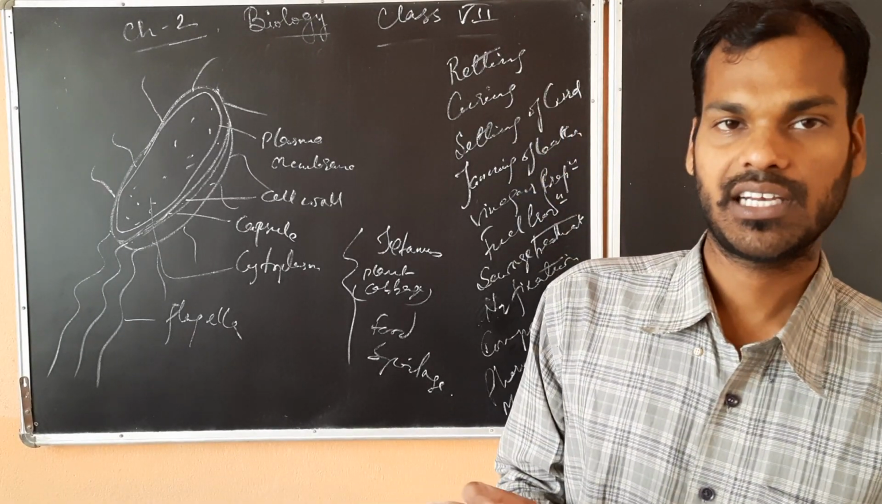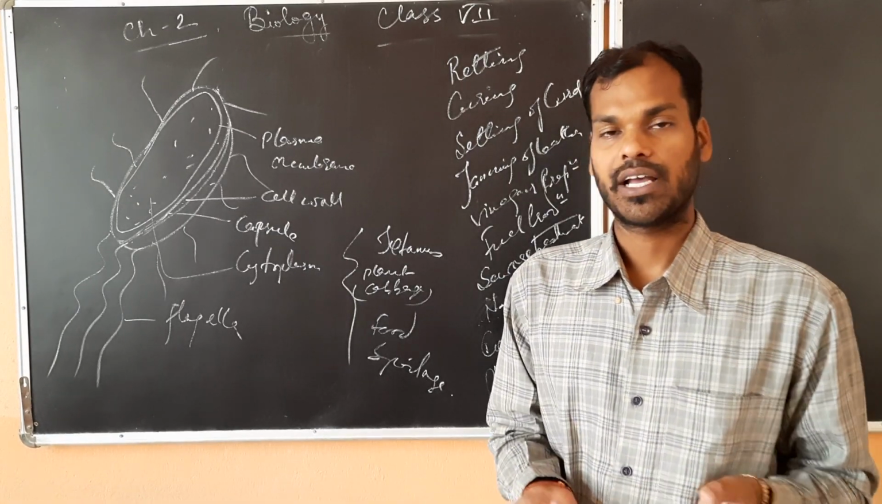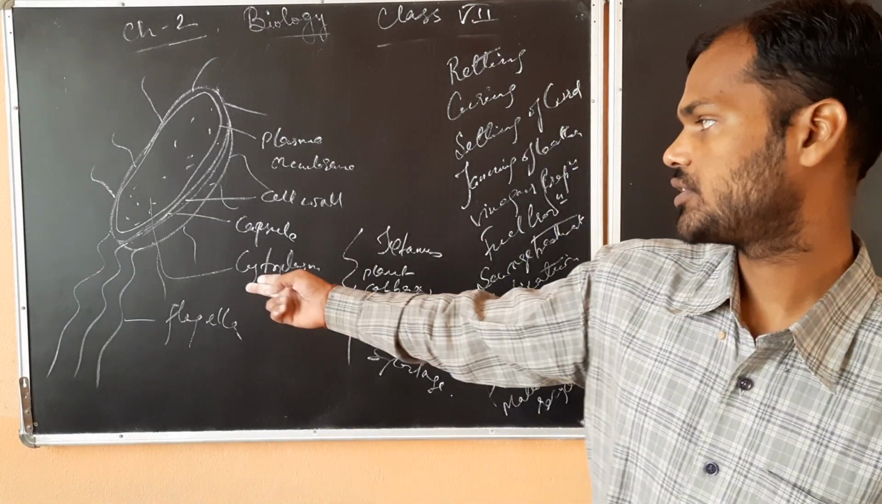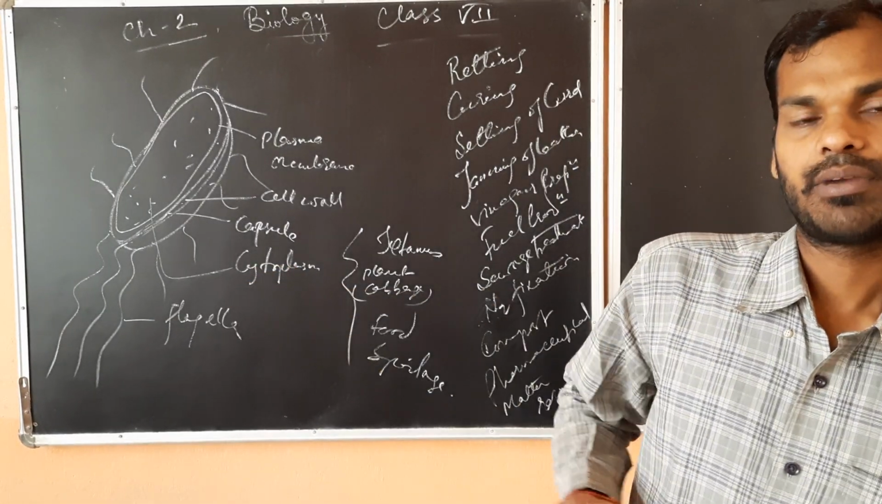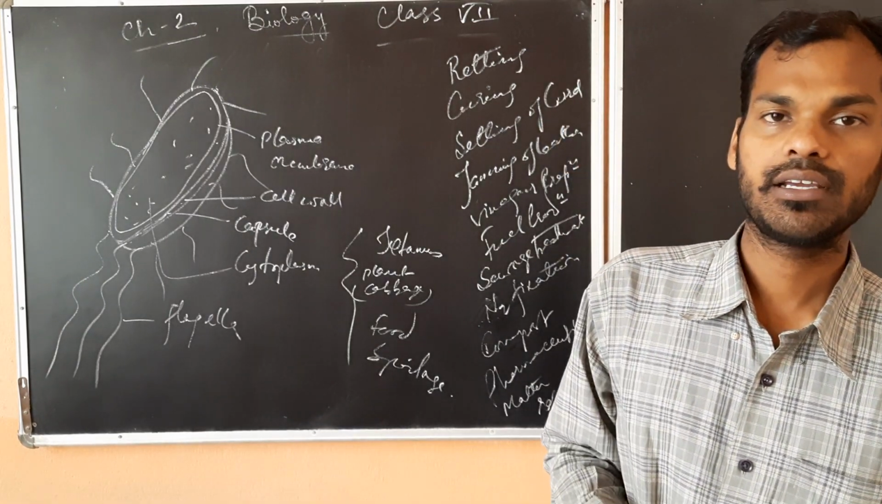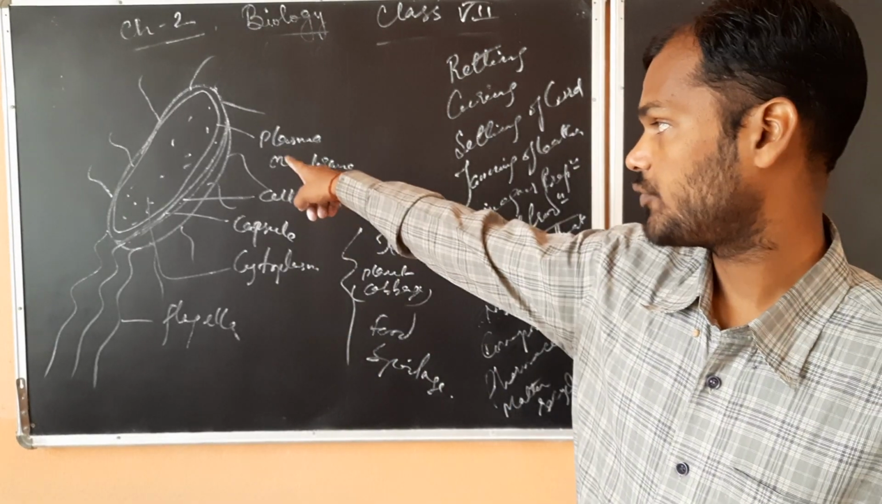So cilia and flagella are the locomotory organs in prokaryotes, where you can see the flagella will be small in number. Here you see only 3 flagella are there, but if cilia are present, there might be 100, 200 present. Okay. So as a whole, this is about the structure of bacteria.